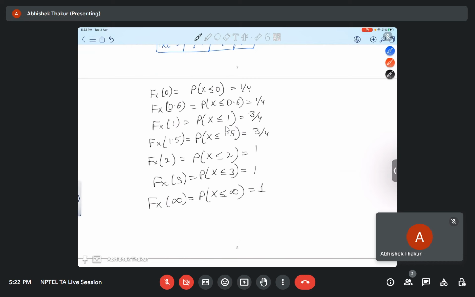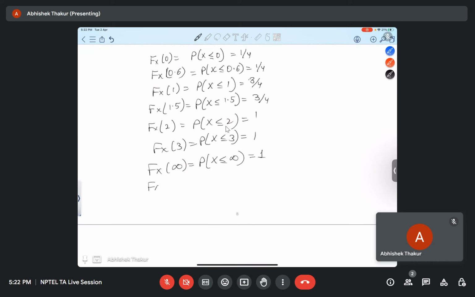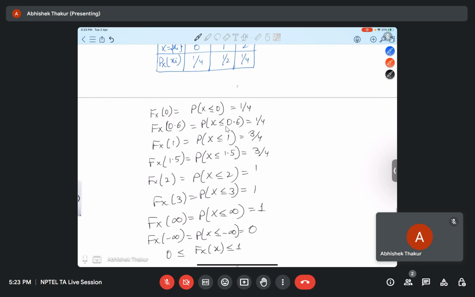So here you can see, now F_X(minus infinity), what will it be? Probability of X less than or equal to minus infinity. This is equal to 0. So the value of X is greater than or equal to 0 and less than or equal to 1. So now plot for this.